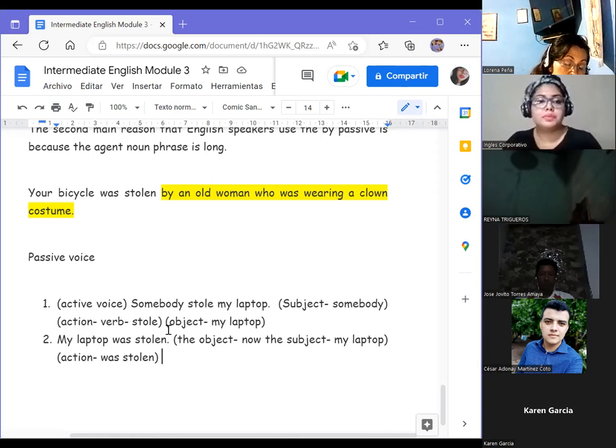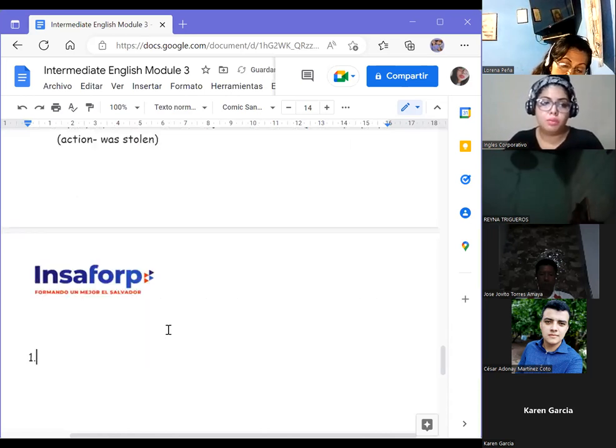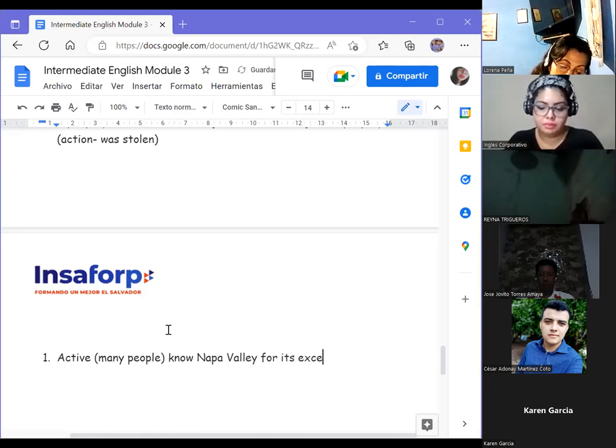Let's see another example. We're going to see again one that is, in this case, we're going to have active. This is the active, and we are going to write in the parentheses many people. Known Napa Valley for its excellent wine. So in this case, many people know Napa Valley for its excellent wine.